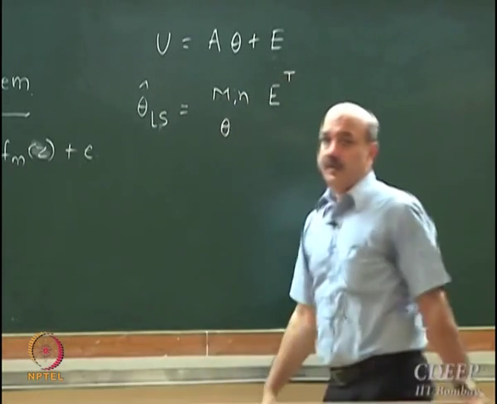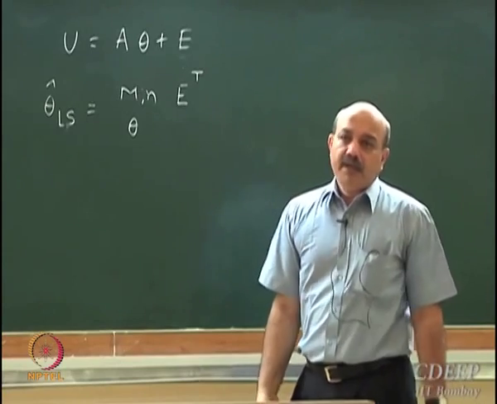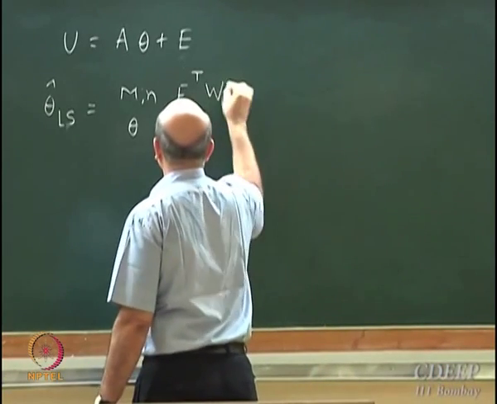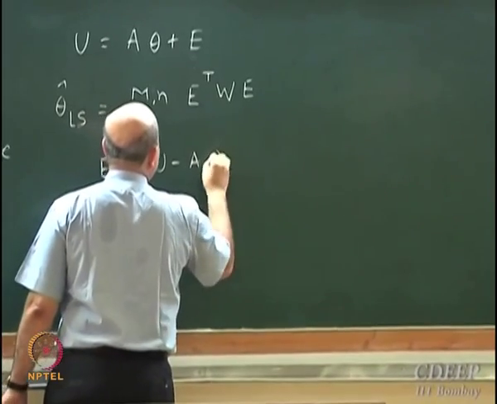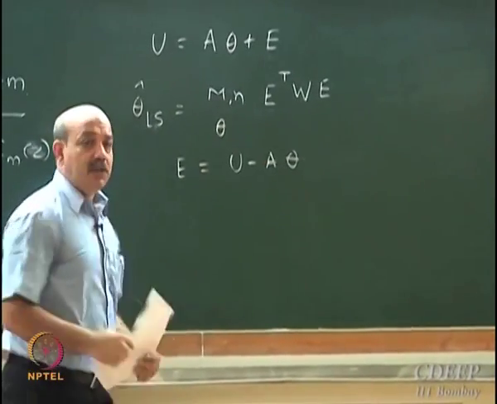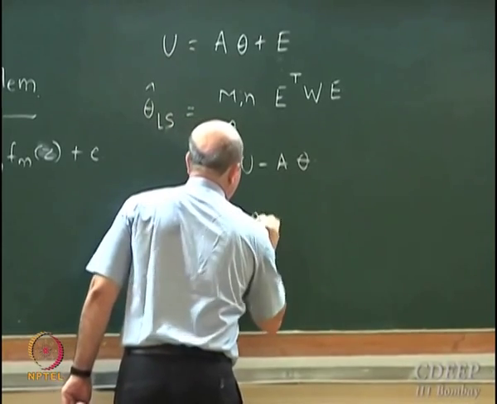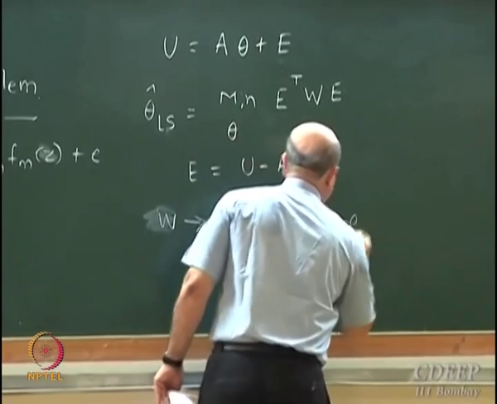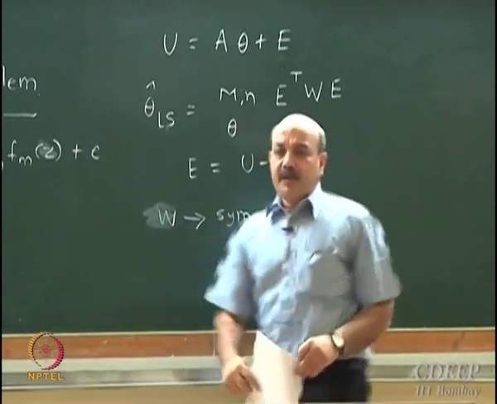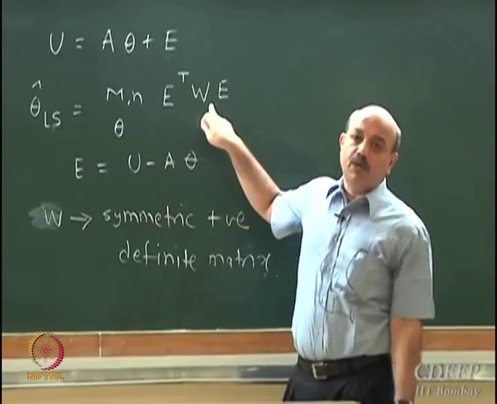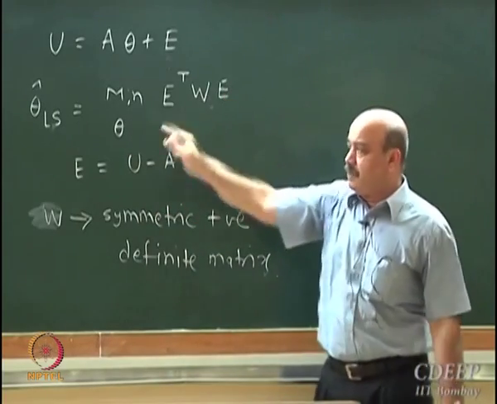e transpose. Now, I'm going to make a small modification here as compared to the previous development. I'm going to say here e transpose W e, where e is equal to u minus A theta. I want to solve this problem where W is a symmetric positive definite matrix. In general, you can solve the problem. Earlier, we had looked at a special case of this, that is e transpose e, where W was the identity matrix. The identity matrix is a symmetric positive definite matrix. This is a special case which we have looked at earlier. I am just generalizing this.